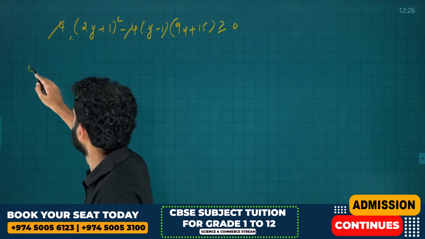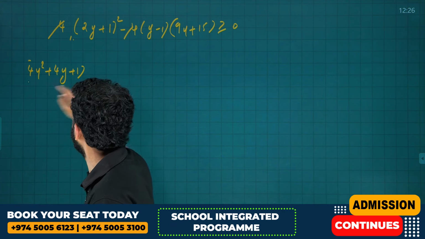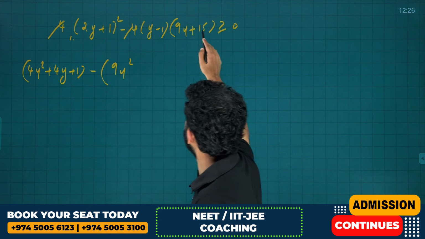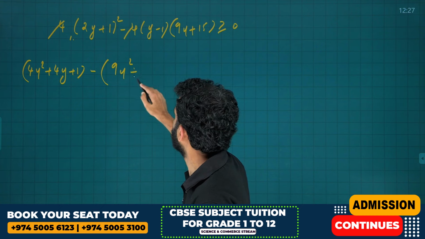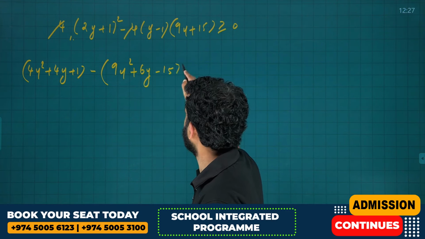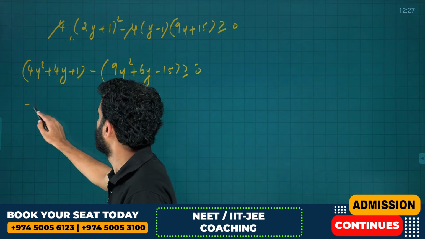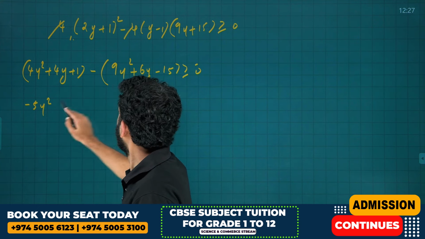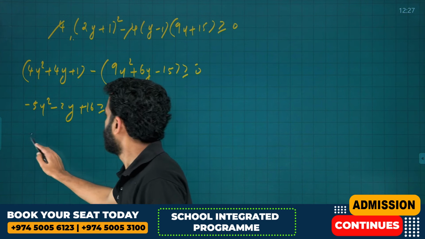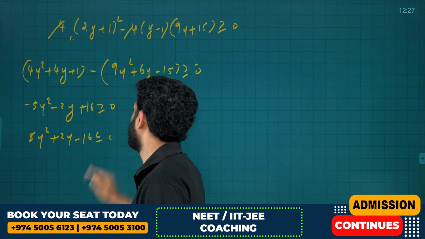Expand this and you will get 4y² + 4y + 1. Minus of this is 9y² + 15y - 9y... I think it's plus 6y. Okay, 6y minus 15, greater than or equal to 0. And what is 4y² minus 9y²? That is -5y² - 2y + 16 greater than or equal to 0. That is 5y² + 2y - 16 less than or equal to 0.